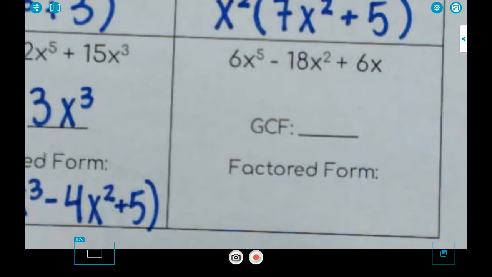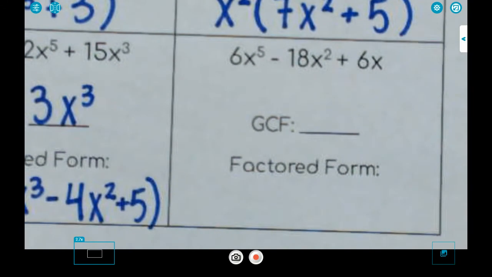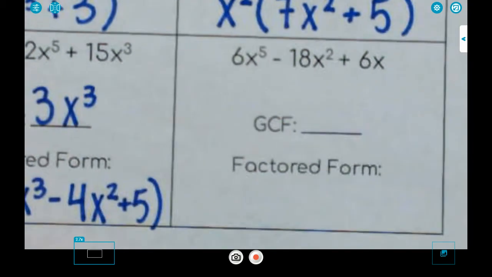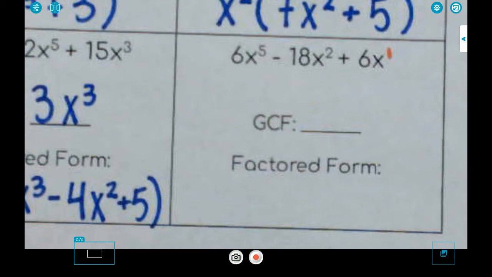Last one then. 6x to the 5th minus 18x squared plus 6x. This problem, the first thing that I'm going to do is put an imaginary 1 right here. Make this 6x to the 1st. That's going to help me out a lot.